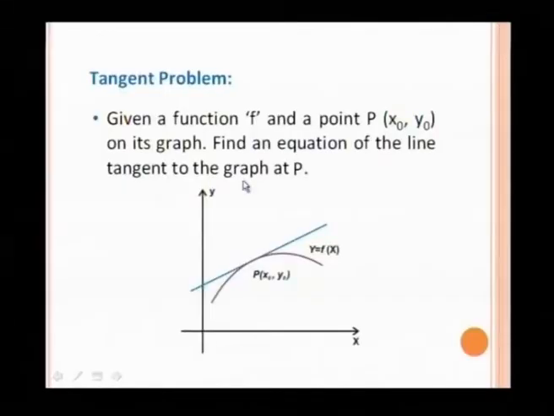For tangent problem, given a function f and a point P(x naught, y naught) on its graph, as you can see in the figure, we have to find the equation of the line which is tangent to the graph at P, which is this purple line. For this problem, the limit was introduced.